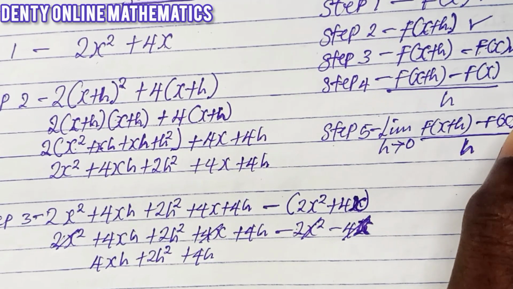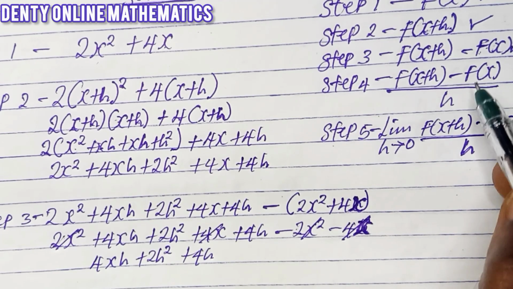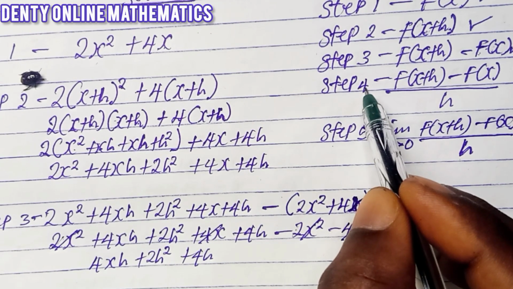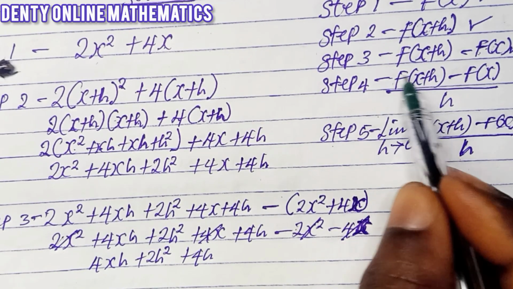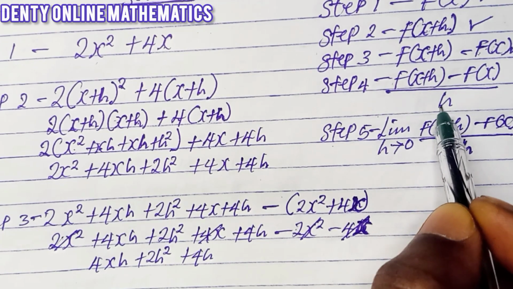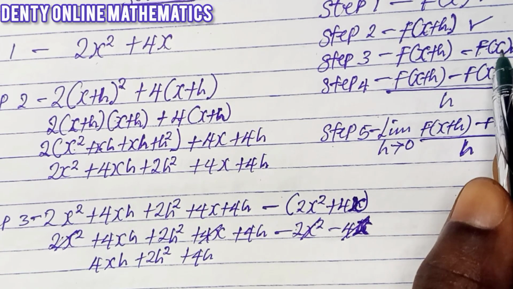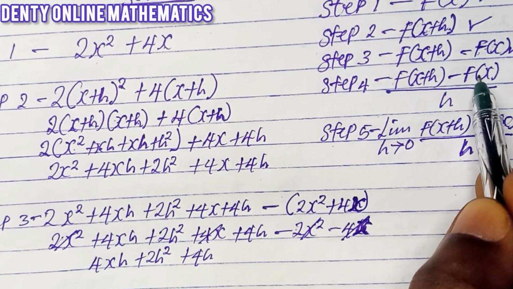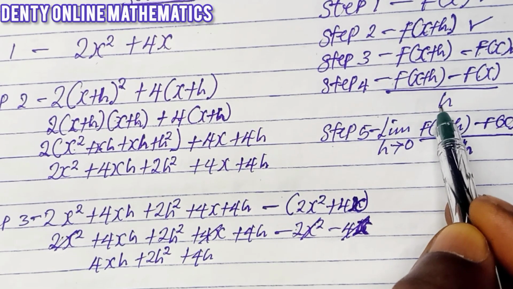We are done with what? Step 3. Now let's proceed to step 4. What does step 4 talk about? Step 4 now, look at everything we have here in step 4. You're going to divide it by what? h. Everything we have in step 3 is the same thing in step 4. So you just divide it by what? h. So you can have step 4.